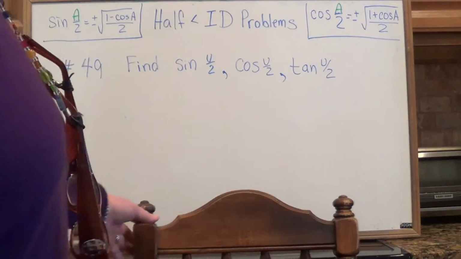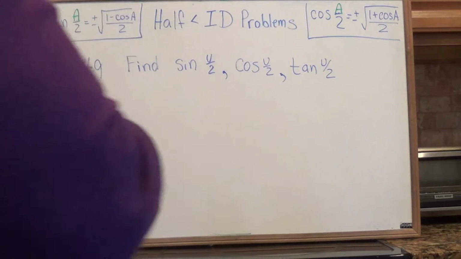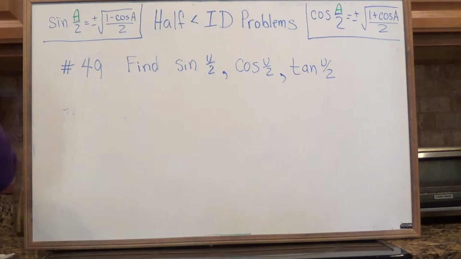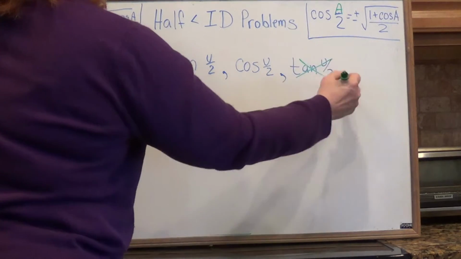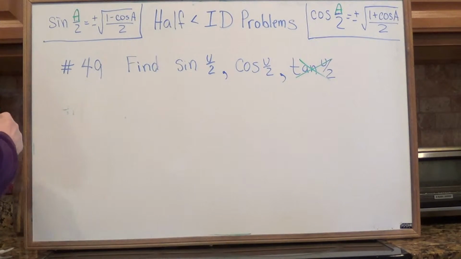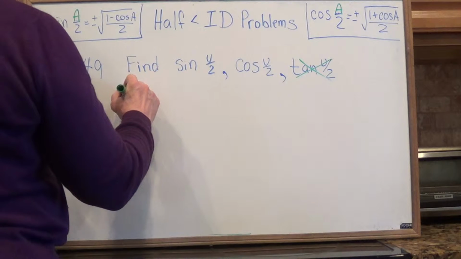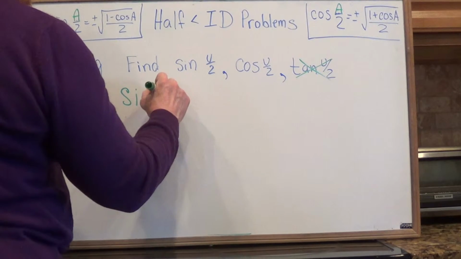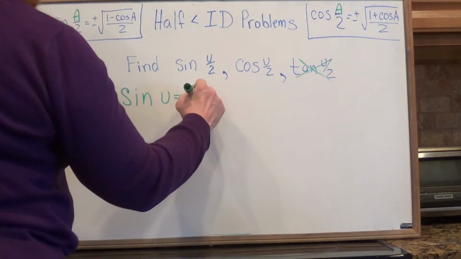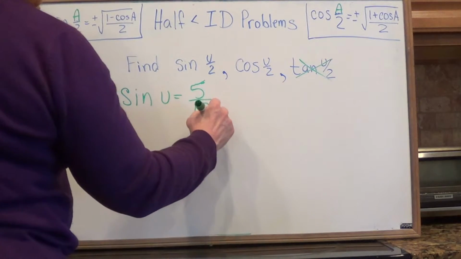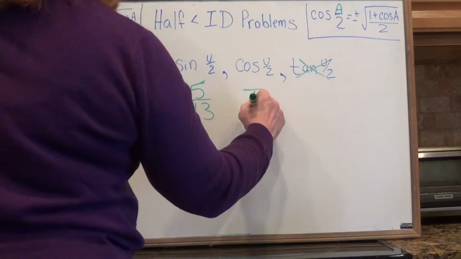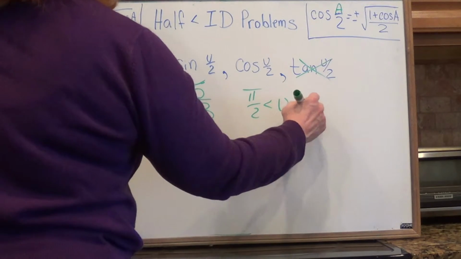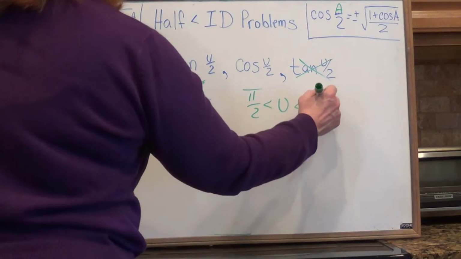All right, we're going to look at number 49. And on that one, we were asked to find sine and cosine only. Well, every little bit helps there. And we are given the fact that sine of u is 5 over 13. And we are told that pi over 2 is less than u, which is less than pi.